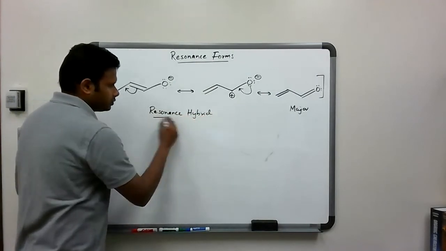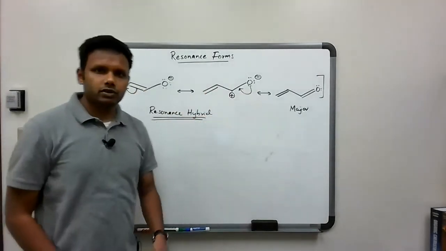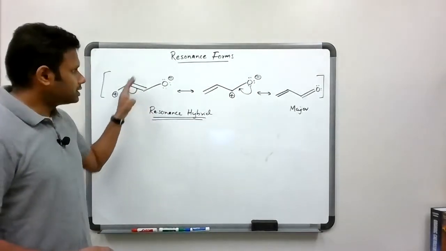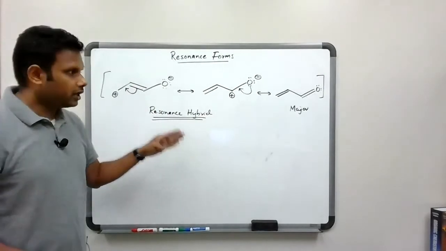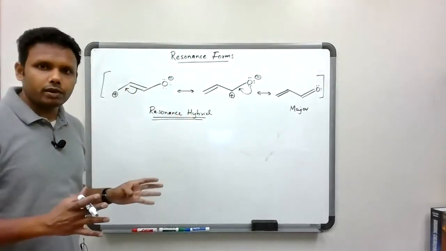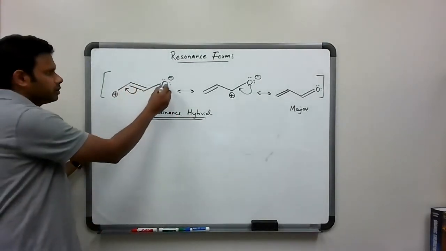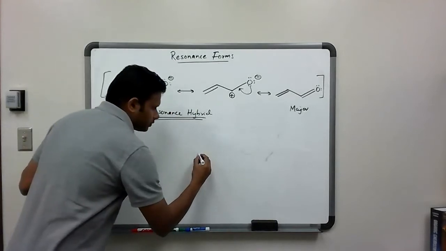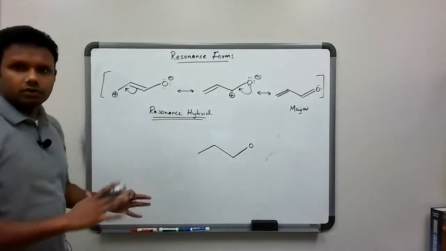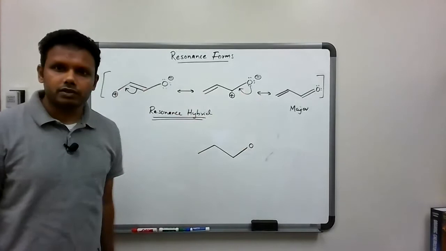If we have to draw a resonance hybrid for these resonance forms, we're going to start by drawing the skeleton that does not change, and that is the sigma bonded framework, whatever is not participating in resonance. So we have 1 carbon, 2 carbon, 3 carbon, and then an oxygen. This much does not change throughout all the resonance forms.